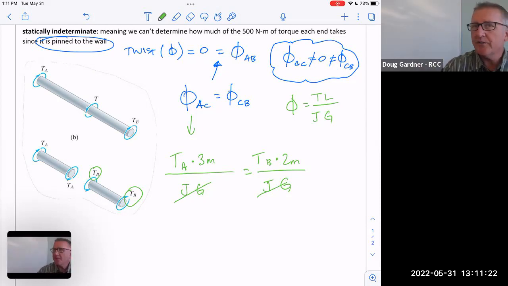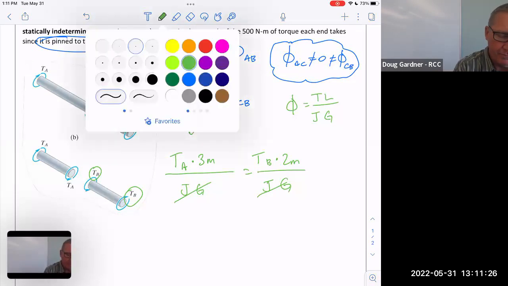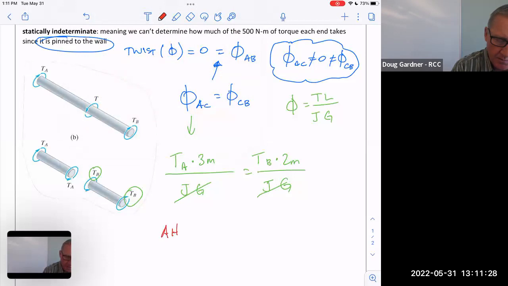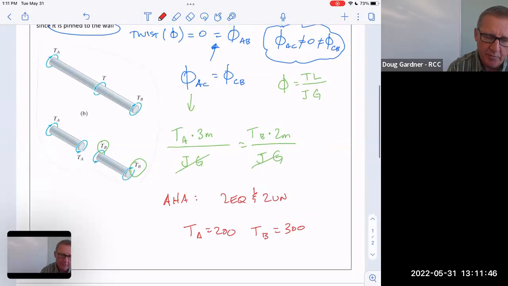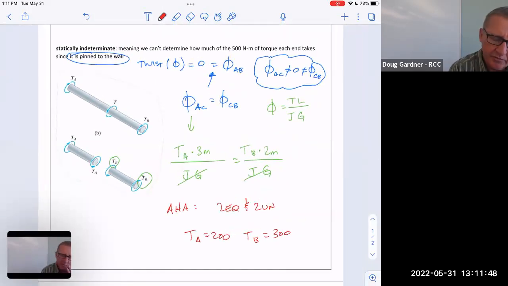So does it make sense? There's my second equation. So now I have two equations, two unknowns. And if I solve those two, I end up with torque at A is 200 and torque of B is 300. So you actually can determine it, Newton meters and so forth. So we're going to have to use that principle. So to me, the backbone of this is kind of that second formula right there.